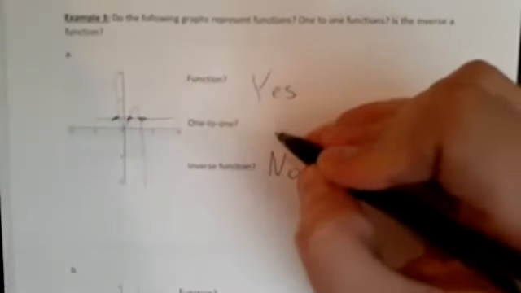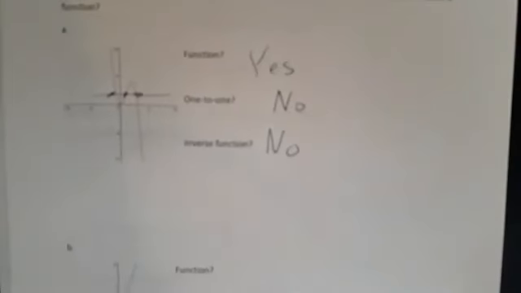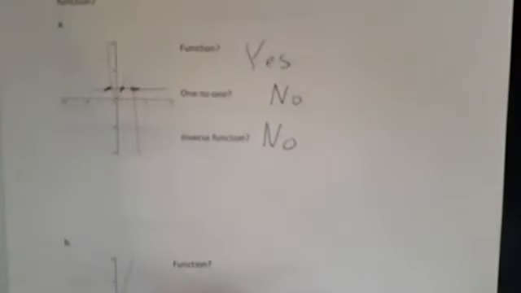So if it's a function, but its inverse is not a function, is this thing one-to-one? No. I probably should have written these in a better order. Probably should have said function, inverse function, one-to-one. Note to future self. So this one does not have an inverse function. It's not one-to-one.